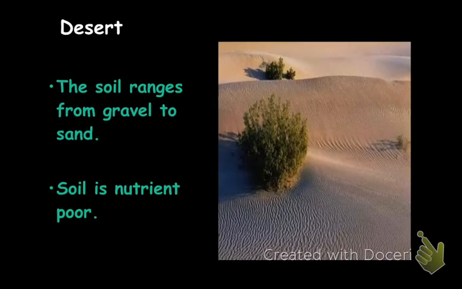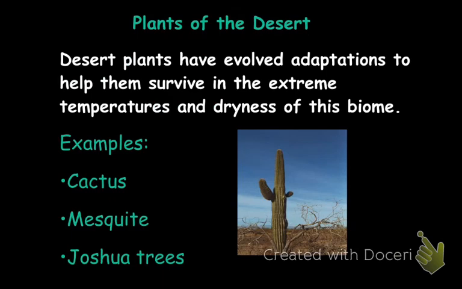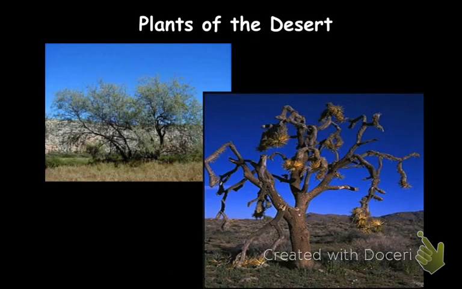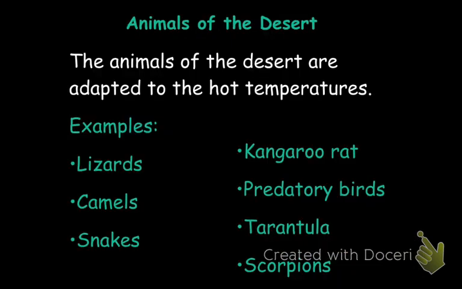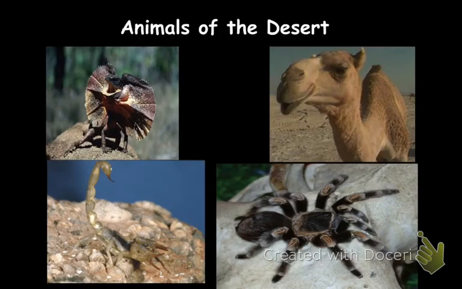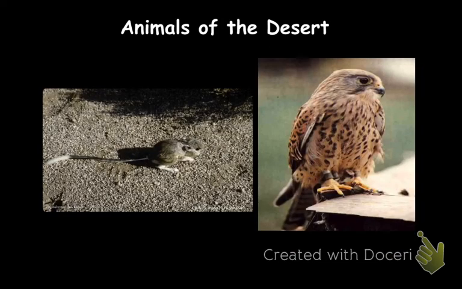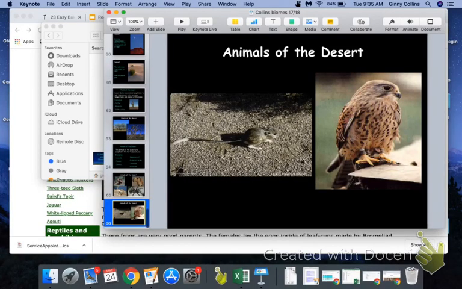Their soil is going to have a very large texture, such as sand and gravel, which means it has very little nutrients in it. And so you're going to have a lot of cactus, and you have some Joshua trees. Here's some of your animals. So you've got your tarantula, you've got camels, you've got lots of different lizards, scorpions, the kangaroo rat, that's my favorite with the long tail, and a lot of predatory birds that go around and hunt for small little animals to get. And that is all for your biomes.